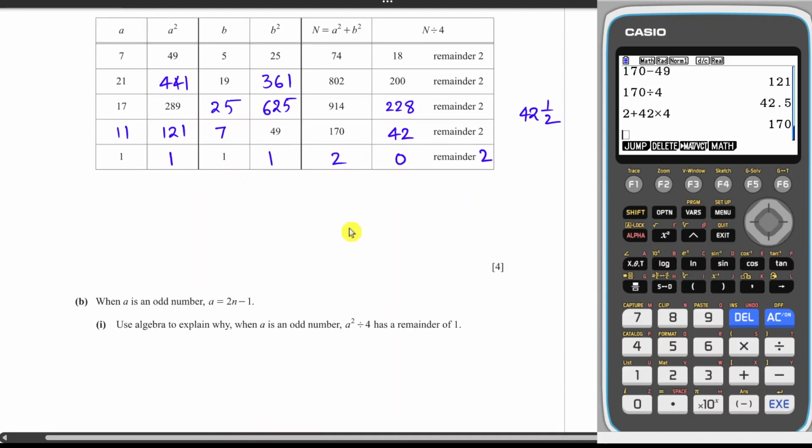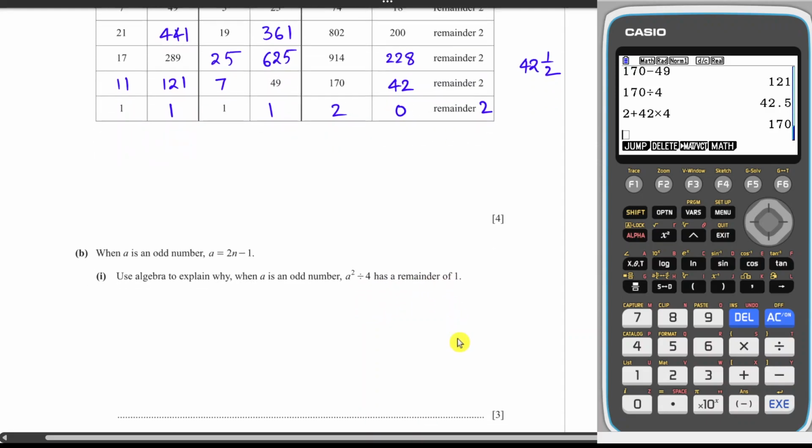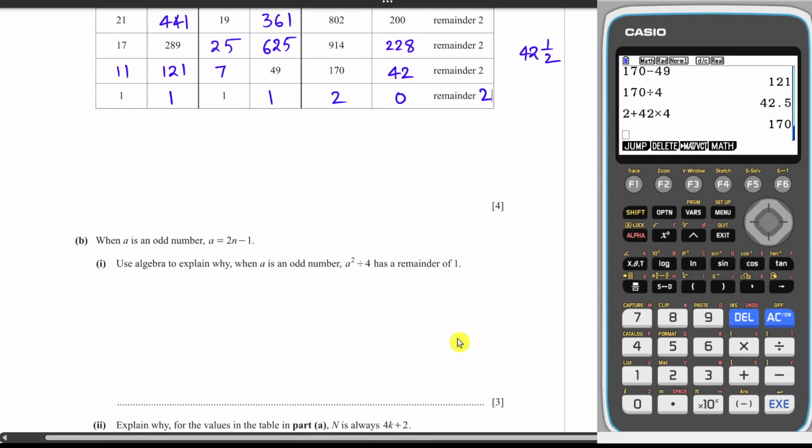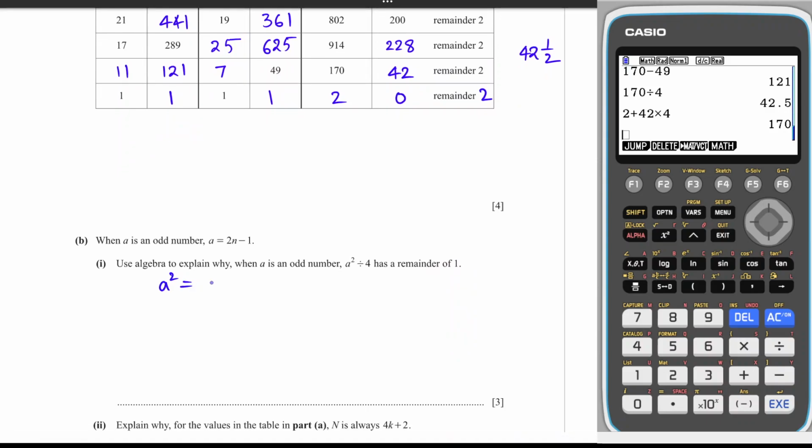Next part, when a is an odd number, a is equal to 2n minus 1. Use algebra to explain why a square divided by 4 has remainder 1 when a is an odd number. So we can see that a square over here is 2n minus 1 the whole square. That gives me 4n square minus 4n plus 1, which is 4 into n square minus n, plus 1.